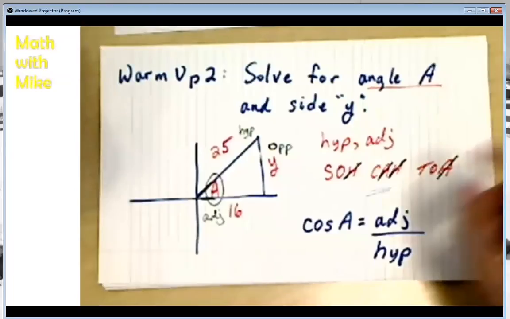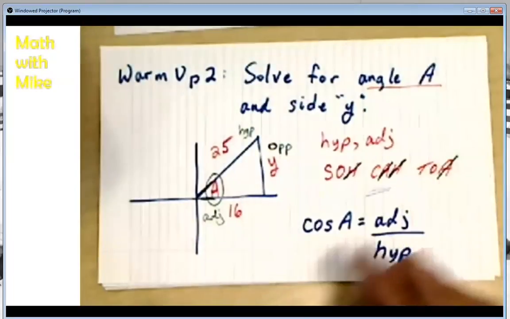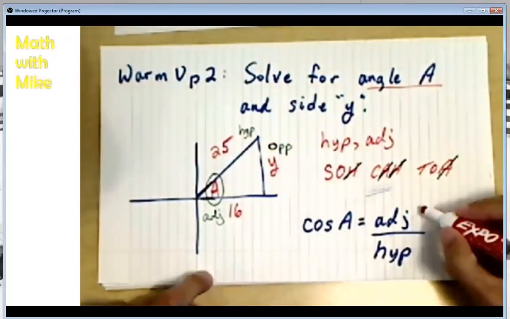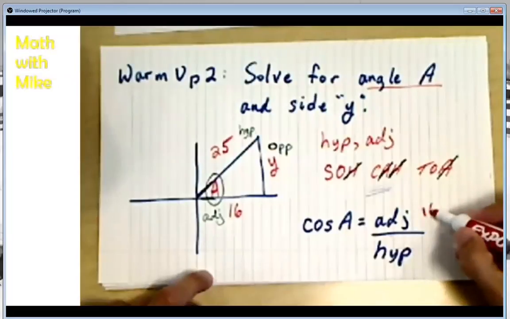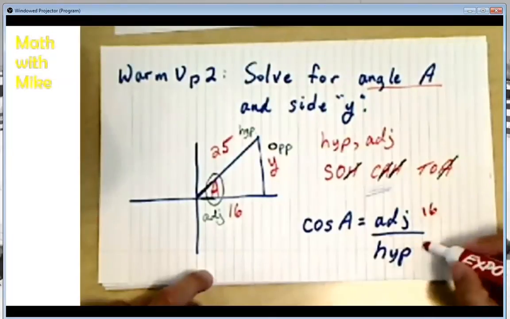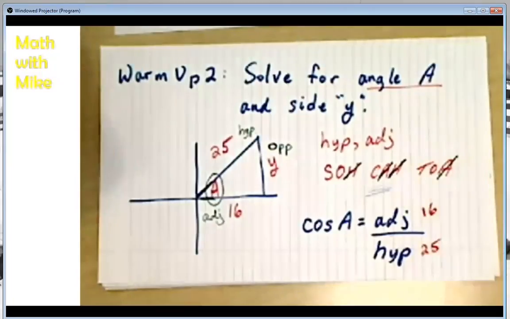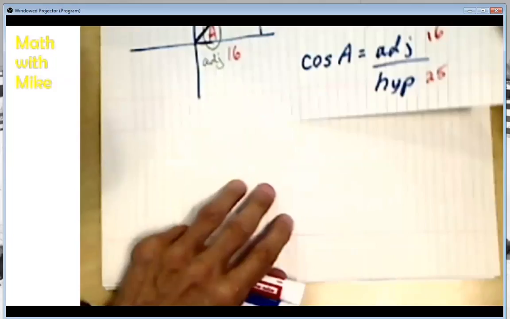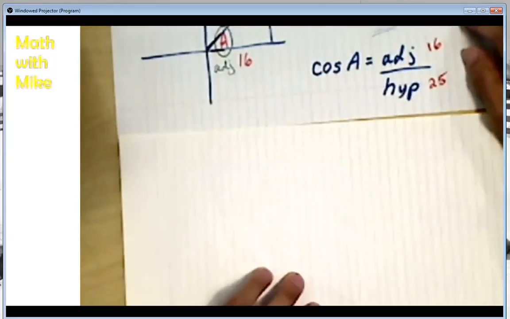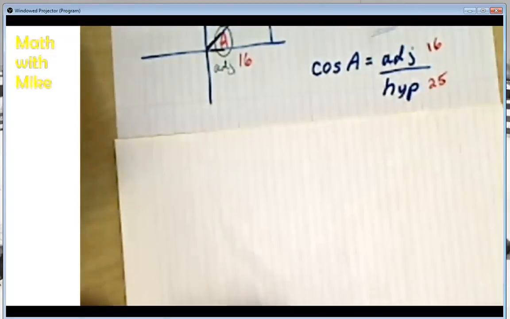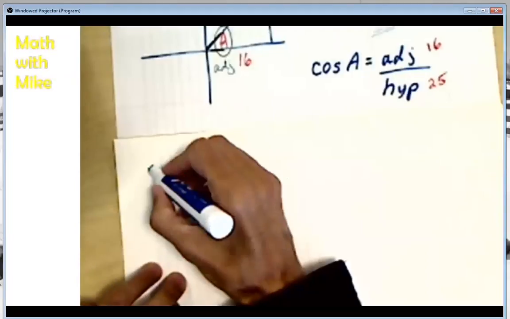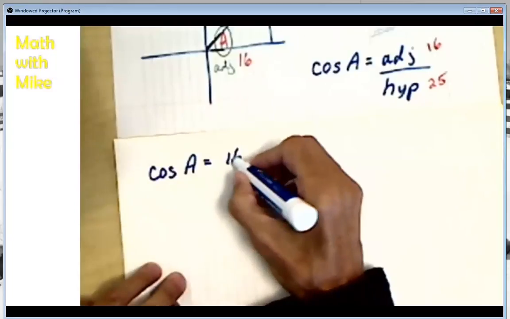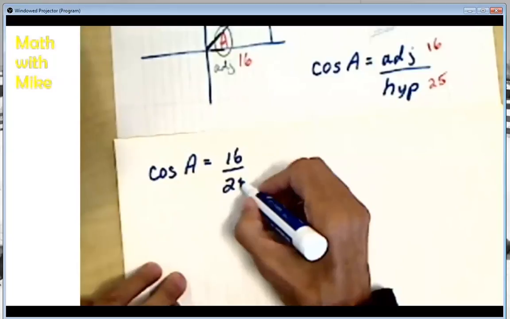Now, looking at the picture, what's the number for the adjacent side? It's going to be 16, right? And what's the number for the hypotenuse? You can see in the picture, that's going to be 25. So then going over to the next page, we get cos A is equal to 16 divided by 25.